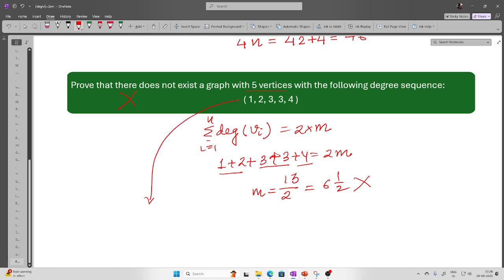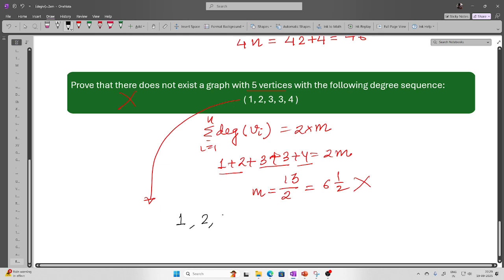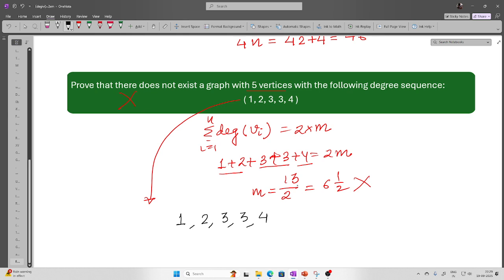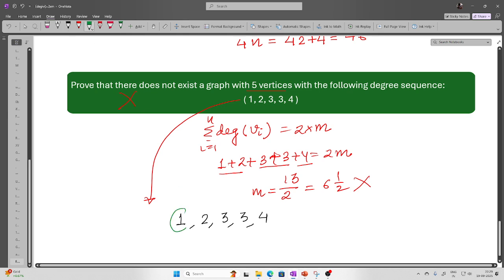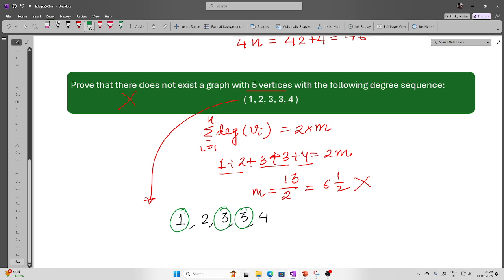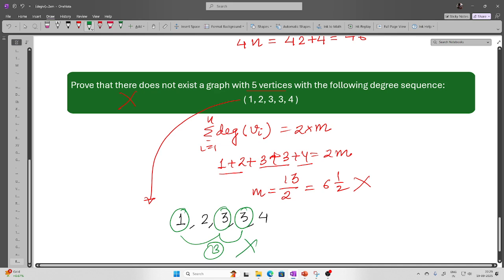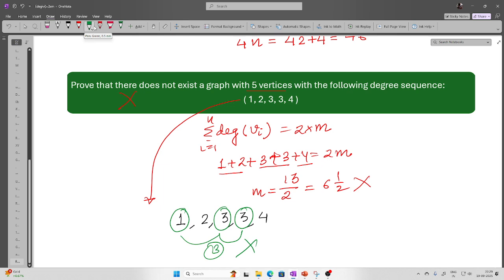Now you could also have done this by observing the degree sequence. Let us do that. It is 1, 2, 3, 3, 4. The sum comes out to be 13, but in principle the sum has to be an even number. This is not even, so this is not possible. You could also have seen that there are 3 vertices in the graph with odd degree. But our corollary says that in any possible graph, the number of vertices having odd degree should always be even. How many vertices are there with odd degree? 3. So again, this is not possible. In every aspect, this particular graph is not possible.